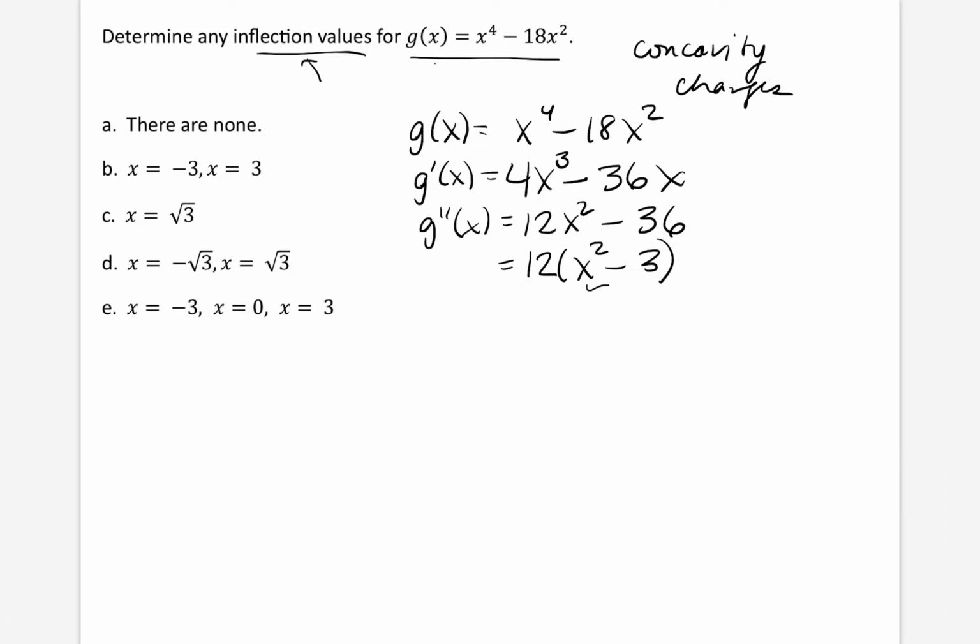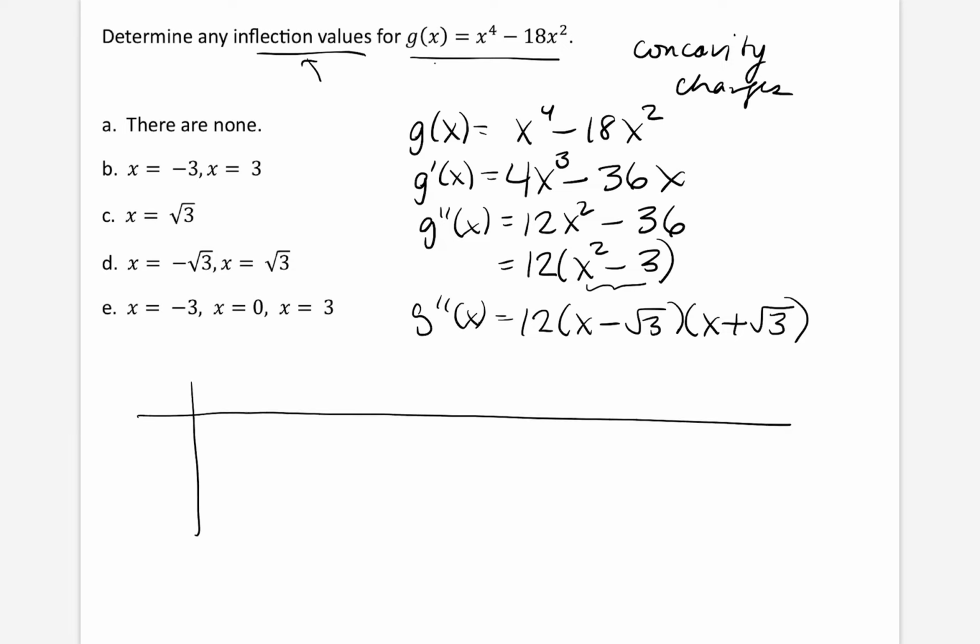And then we can factor this further because we have the difference of two squares as 12 times x minus the square root of 3 times x plus the square root of 3. So this is going to be our second derivative. Now let's make a chart so we can see where we have any changes in sign. So here on the top, let's put values of x that make our second derivative equal to 0. Well, we have the square root of 3 would make it equal to 0, and negative the square root of 3 would make it equal to 0. So we have negative the square root of 3 and the square root of 3.